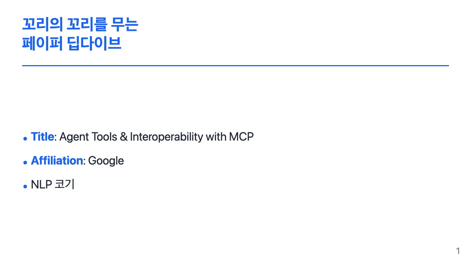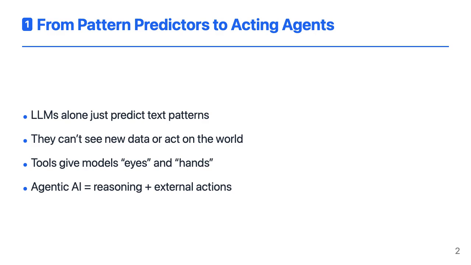Today's deep dive is about the paper from Google, Agent Tools and Interoperability with MCP. Large language models are impressive pattern machines. They can pass exams, write code, and generate images, but only from what they've already seen in training. On their own, they can't look up today's weather, query your database, or send an email. That's where tools come in.